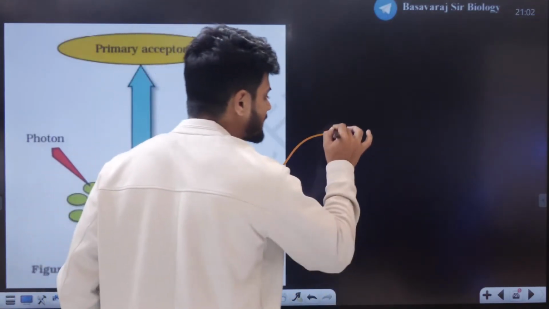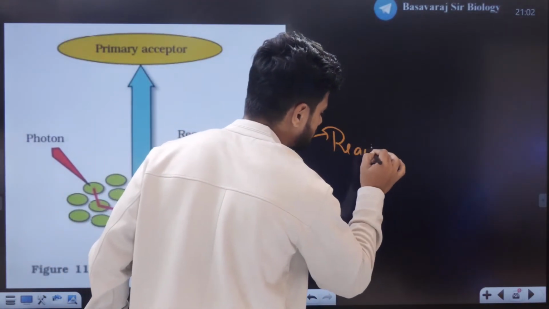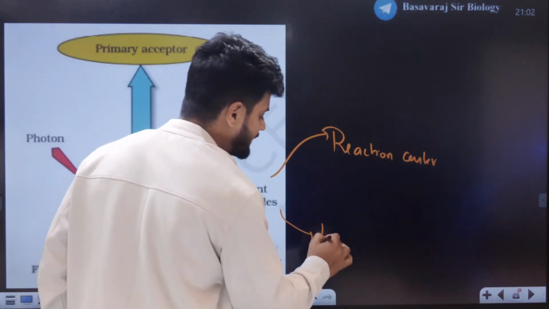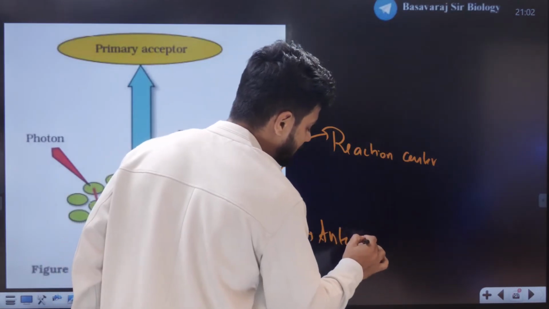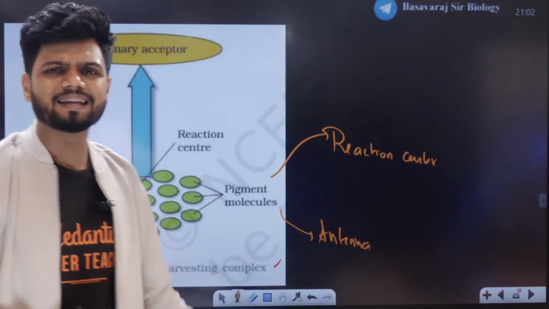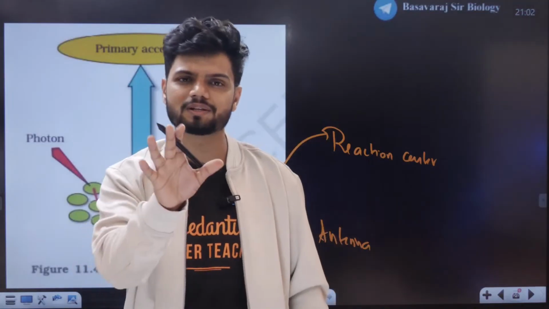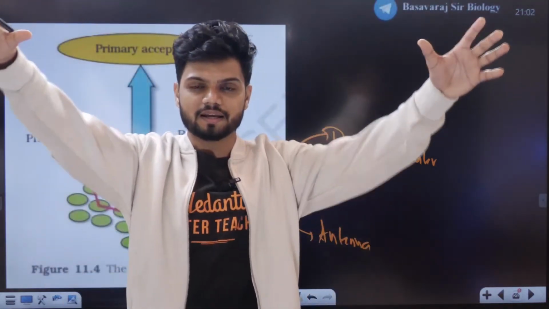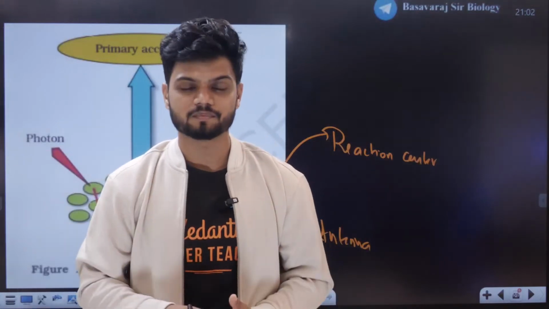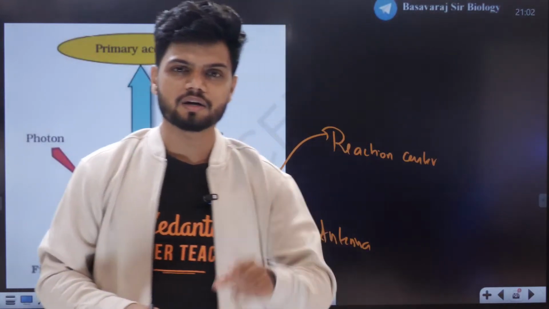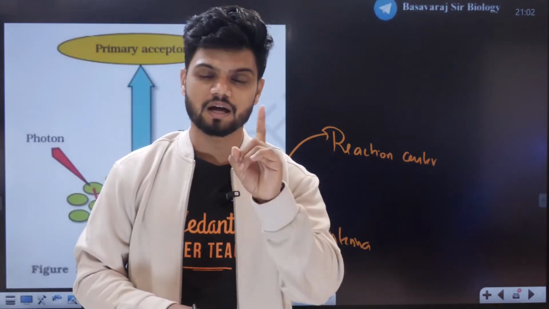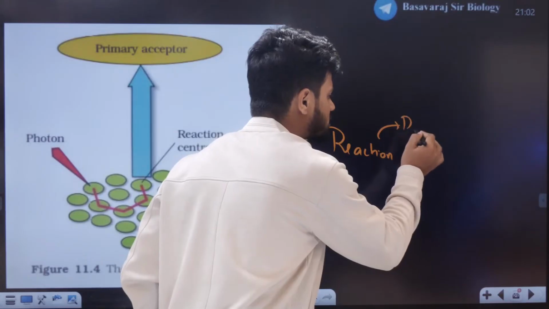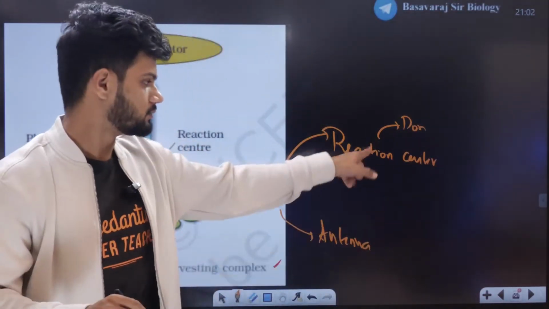The first one is called the reaction center. The other thing is called antenna molecules. Now, what is an antenna molecule? Now, I'll tell you a very small scenario. There is one large area. Let's take my area only. In my area, I have one big don. One large gunda or a don is there. The don is the reaction center.